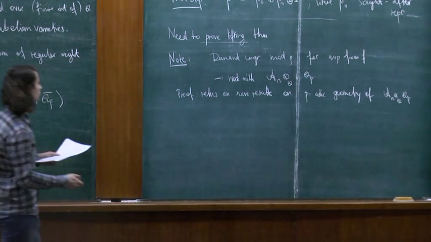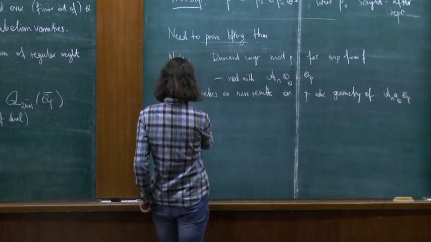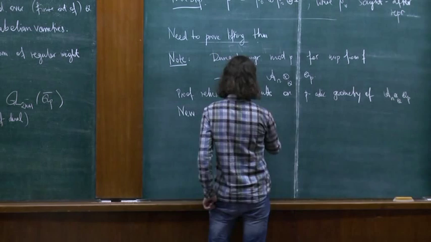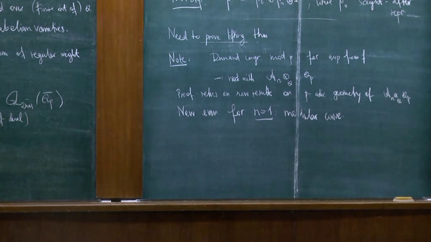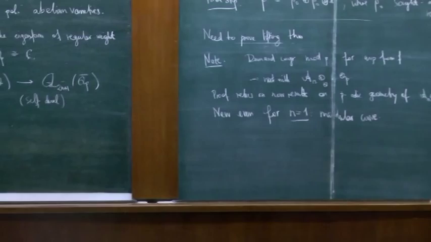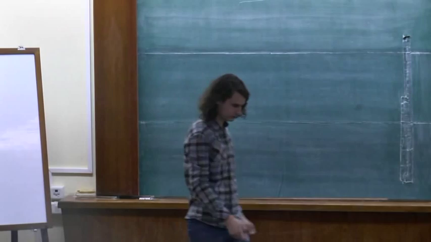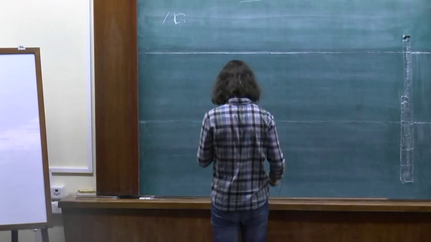Okay. And so this is new even when n is 1, so for the modular curve. And because for the modular curve everybody feels more familiar, I will just explain this in the case of the modular curve. So let me first recall something over the complex numbers, something very stupid.